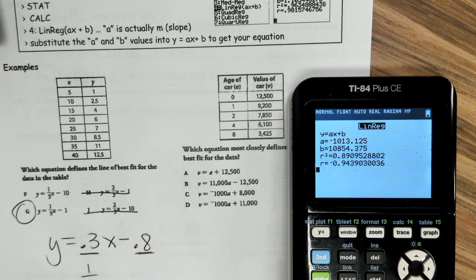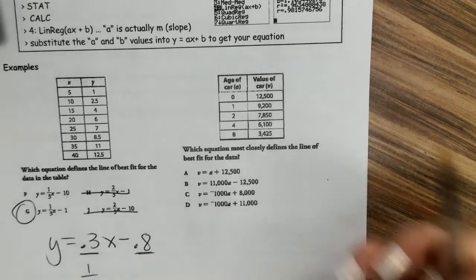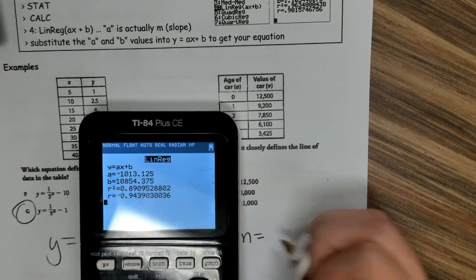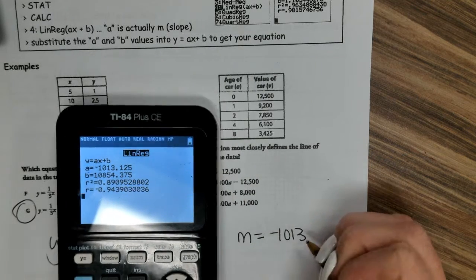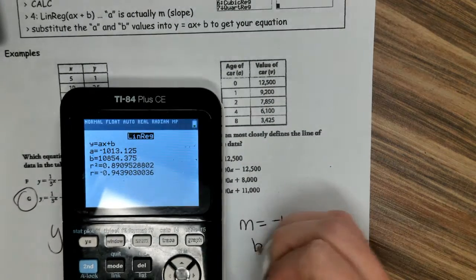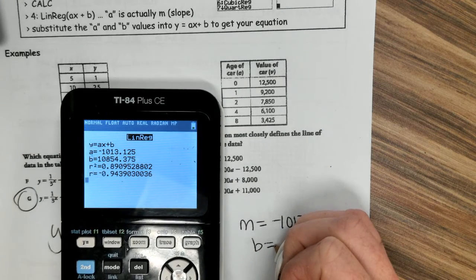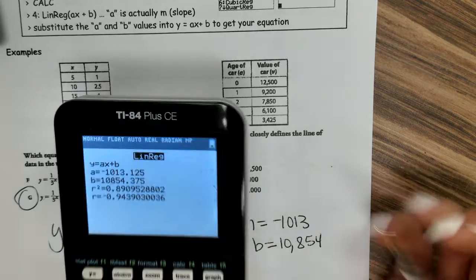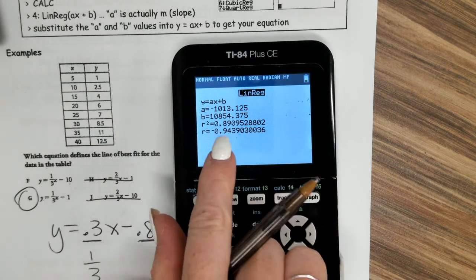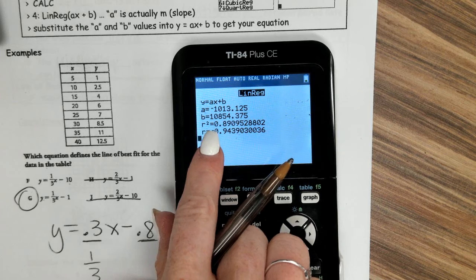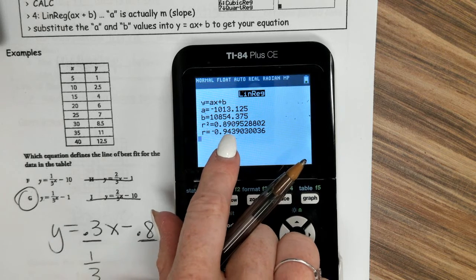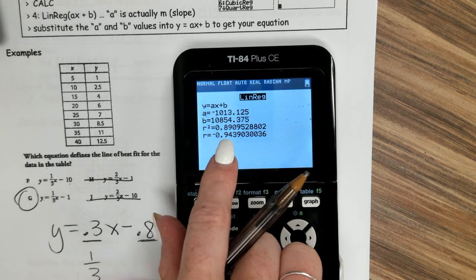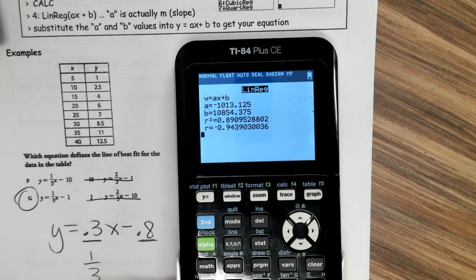Okay, question. What's the slope that it gave you? Negative 1,013, yes? What's the y-intercept it gave you? 10,854. And real quick question, look at the R. Don't look at the R2, look at the R. Is it really close to 1? Yes. Is it as close as the last one? So you see how it's a little bit less accurate, right?